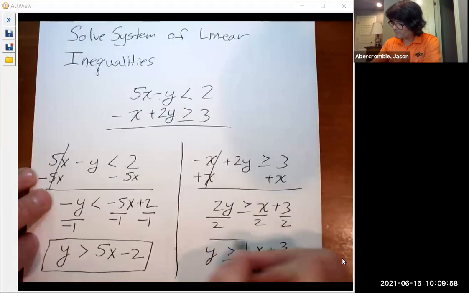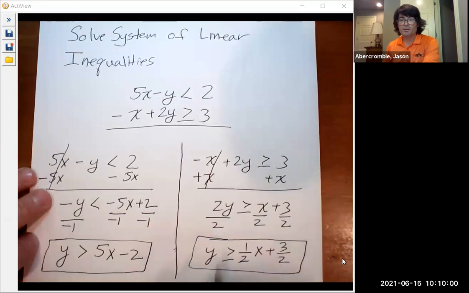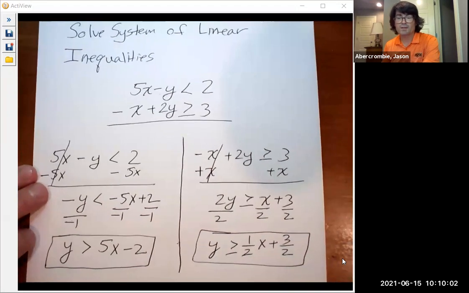So what I'm going to do now is graph these on just a regular xy plane. This one will have a dotted line because it's just a greater than, without the or equal to. This one will have a solid line. The dotted line means that if you have a point actually on the line, it's not a solution, because you want something bigger than that, not actually on the line. With the or equal to, the line will contain solutions to this inequality.